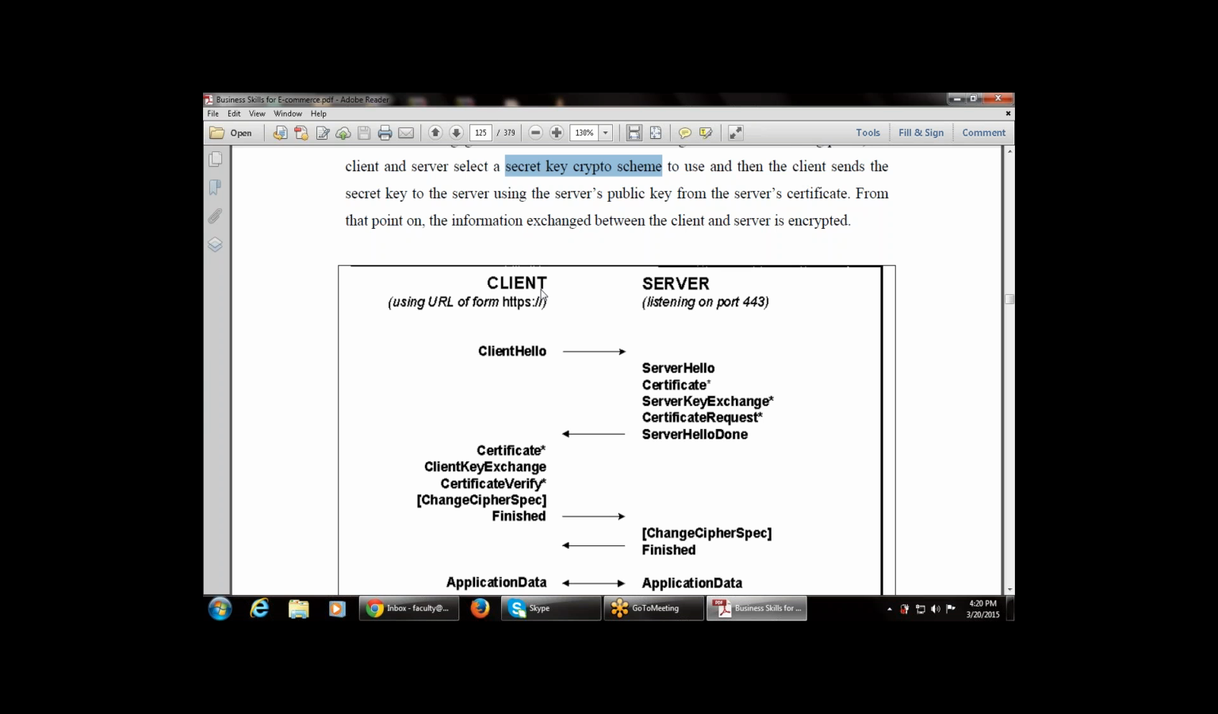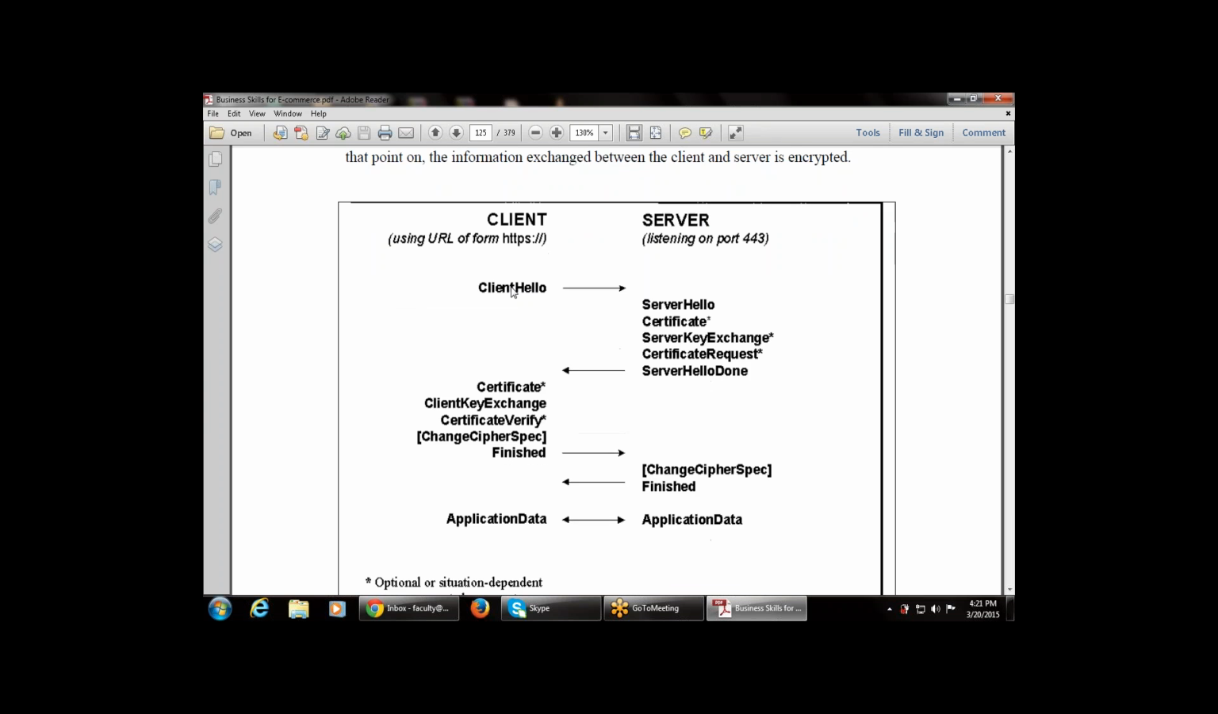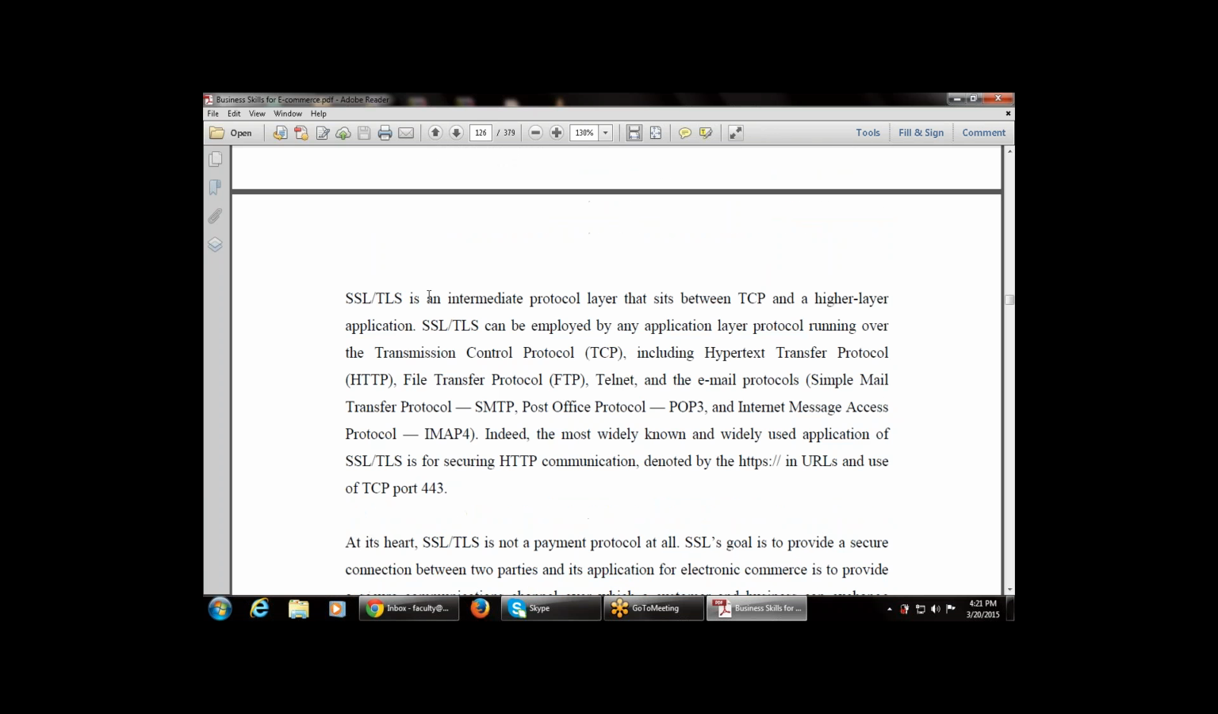The application data of the client is shared with the application data of the server. It is an intermediate protocol layer that sits between TCP and the first layer, that is the application layer.